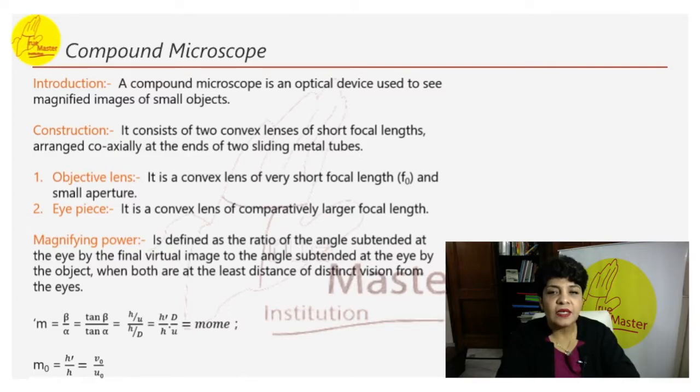Objective lens, it is a convex lens of very short focal length and we are going to denote it by the symbol FO. O represents here the objective lens and it will have a small aperture. Eyepiece, it is a convex lens of comparatively larger focal length. So let me show you the figure here first so that you can understand what we mean by beta, alpha, h dash before we start the magnifying power derivation.